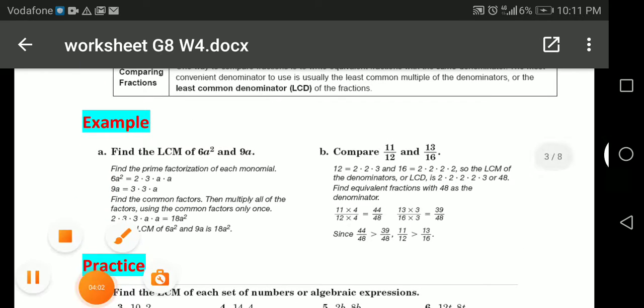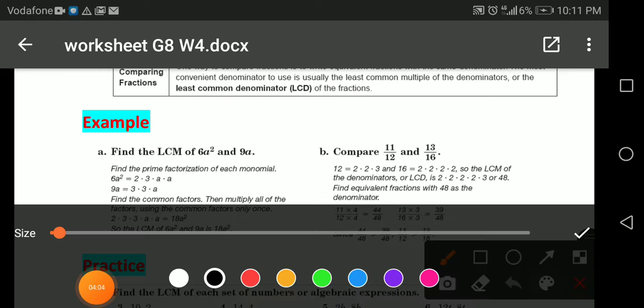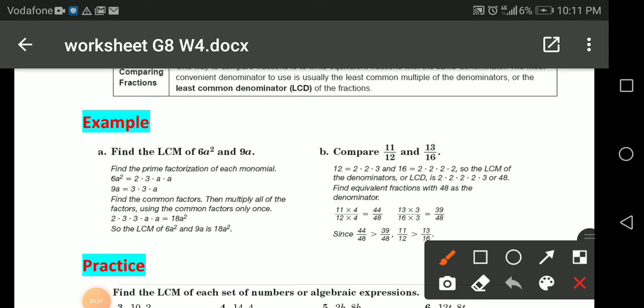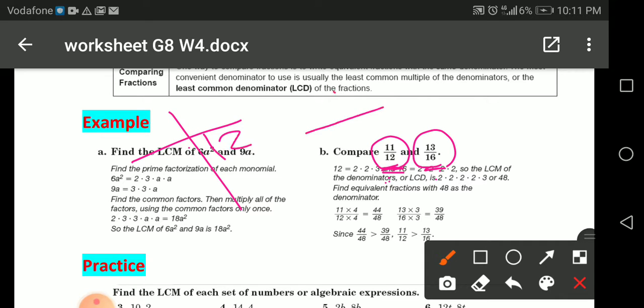Here, he asks me to compare 11 over 12 and 13 over 16. Okay, so I have different denominators. What should I do when I have different denominators and I want to compare fractions? I have to get the LCM of both denominators to make them alike. So I have here 12, and I have here 16.